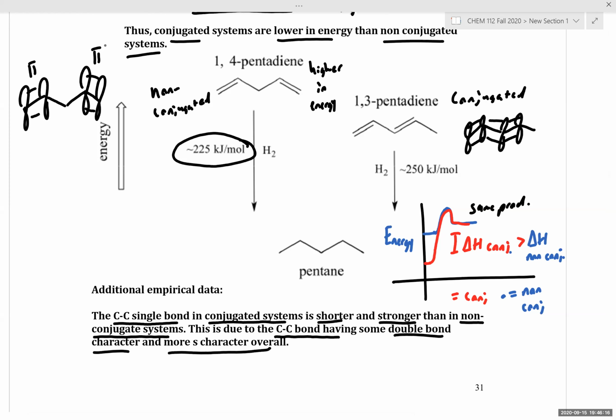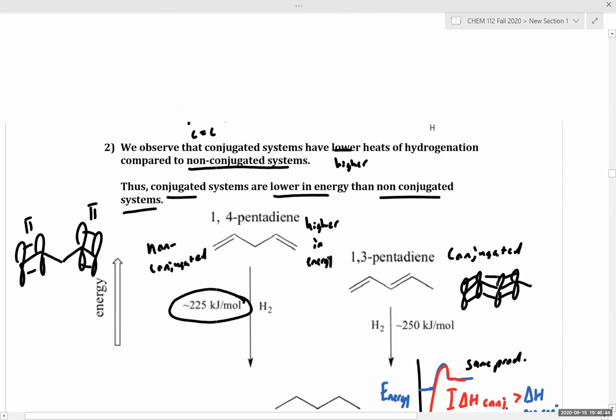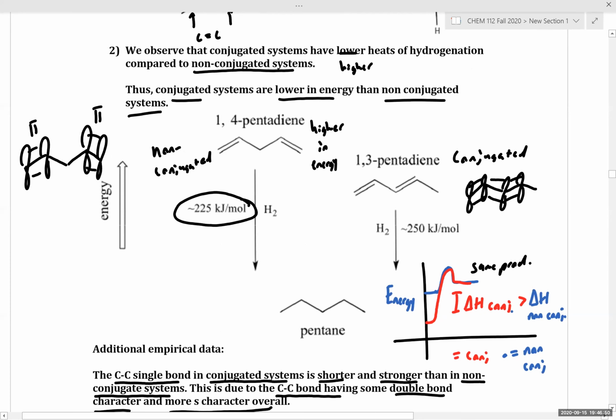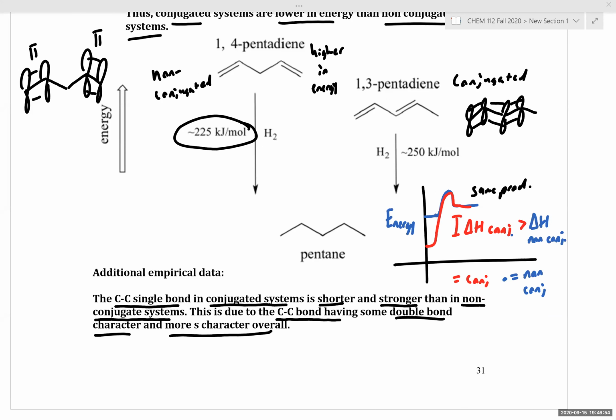Does that make sense? Yes, thank you. Perfect. So conjugated systems are lower in energy, and we see this because it takes more energy to hydrogenate these conjugated systems. We have to put more energy in to break our carbon-carbon double bonds and generate our same product. Does this energy picture help a little bit with visualizing this empirical explanation? So we know empirically that conjugated systems are lower in energy. We have to put more energy in to hydrogenate a conjugated system versus a non-conjugated system.